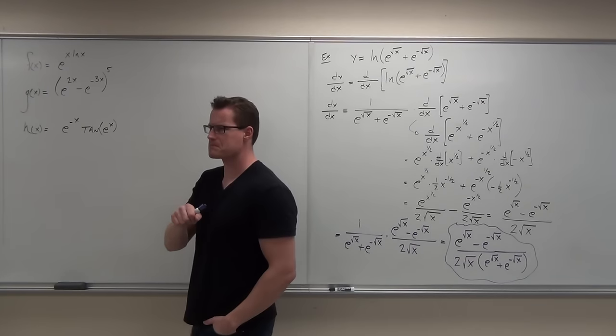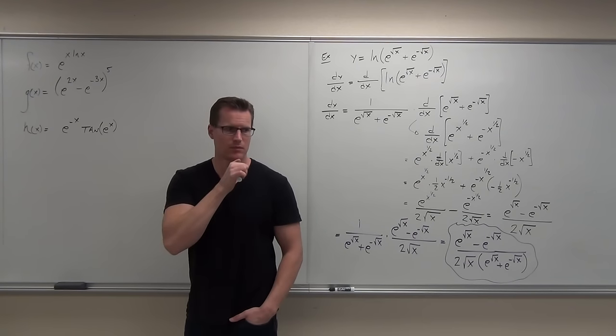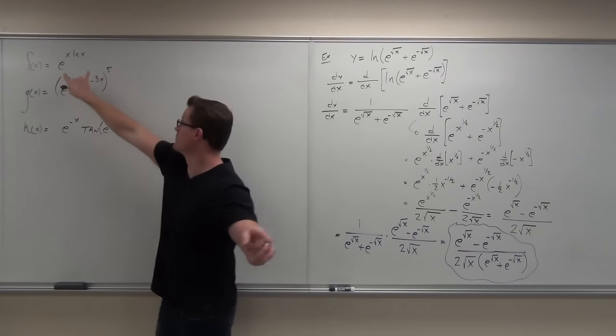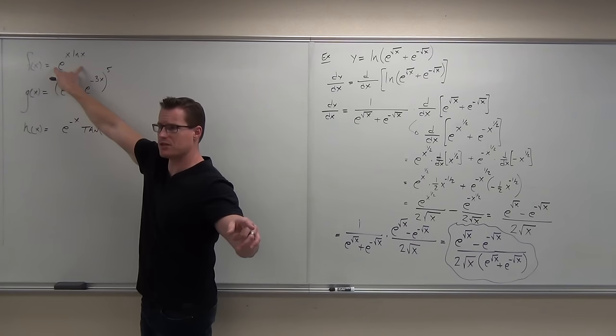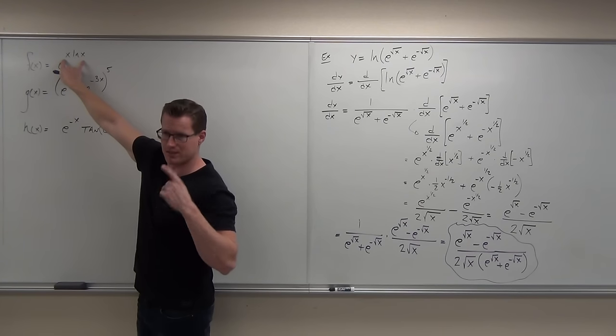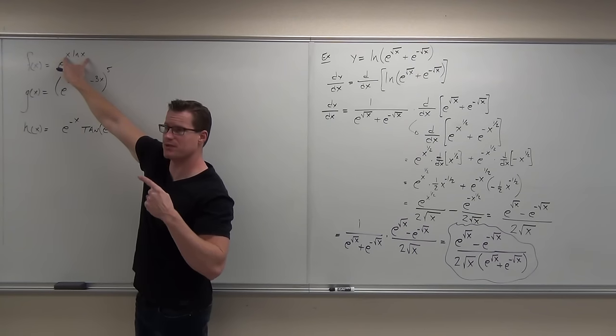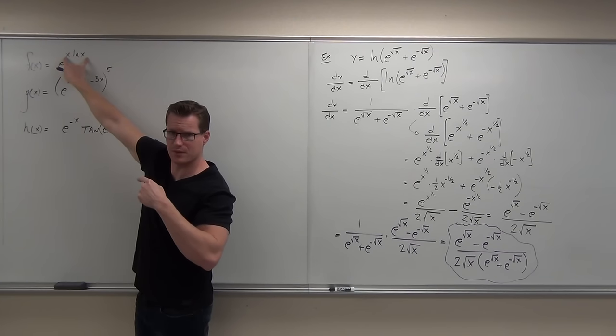Excellent. Okay, so the first piece would be leave this thing alone. Do you see that? And then you'd have the derivative of, what would you do for this? That's a product rule. That's right. So you have this piece and then times the derivative that involves a product rule. Are you with me on that one?